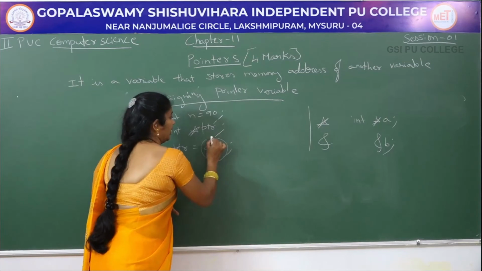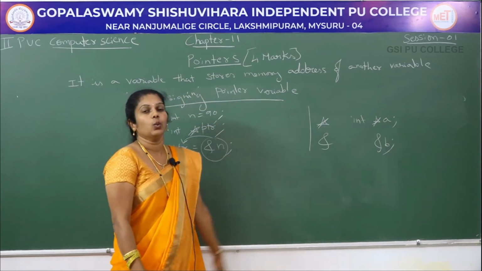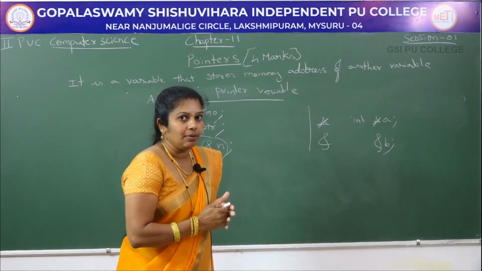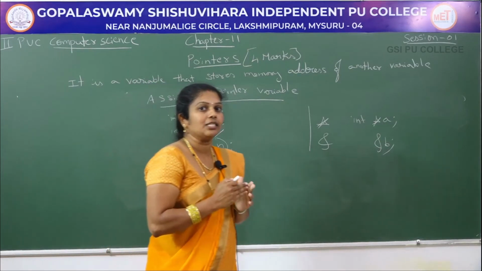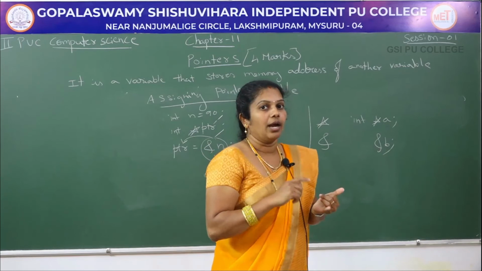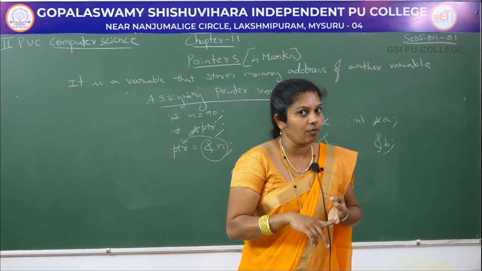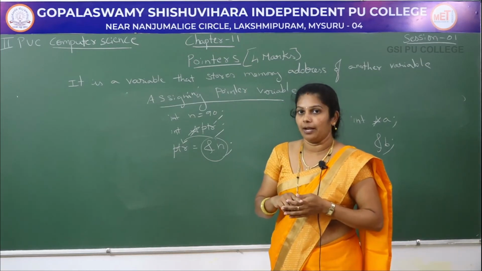Then later on, ptr equals ampersand n. The address of n we are initializing to the pointer variable, that is assigning a pointer variable. Now is it clear? From this, I am able to assign a pointer variable. Then what are the things you came to know in this class regarding pointers: advantages, the memory representation of a pointer, and how to assign or initialize a pointer variable.